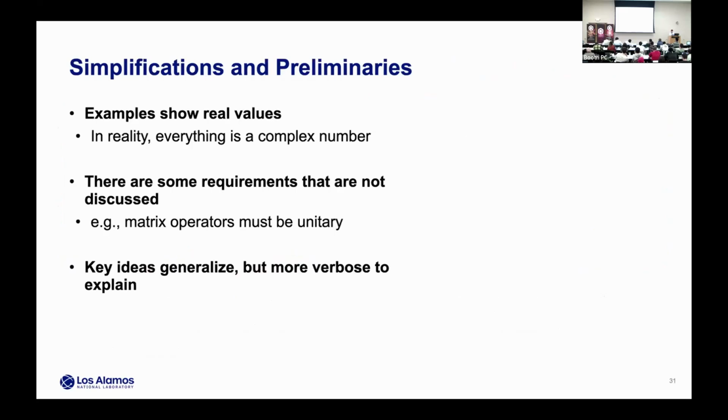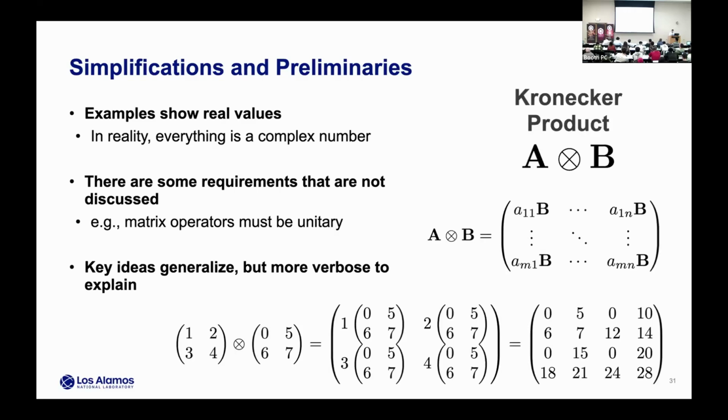First, some simplifications and preliminaries. Everything I'm showing you will be real valued, but in reality, it's a complex number, right? We're doing quantum computing. There are some requirements that are not discussed, like the unitariness of all these matrices. Just by coincidence, they'll all be unitary. But all the things I'm showing you just generalize to those properties. It's just that I won't make it super explicit.